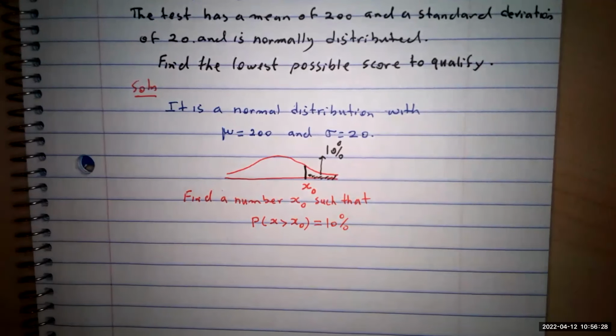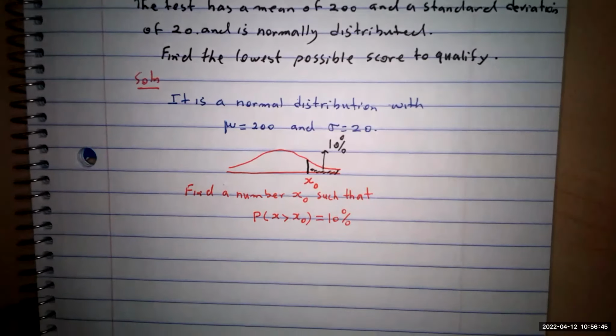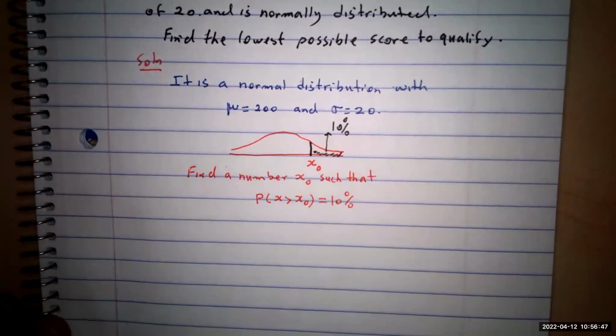See, that's your problem. The probability is already given to you, and you want to find that number x. Okay? So, we usually work with the z because we want to get it from that table.